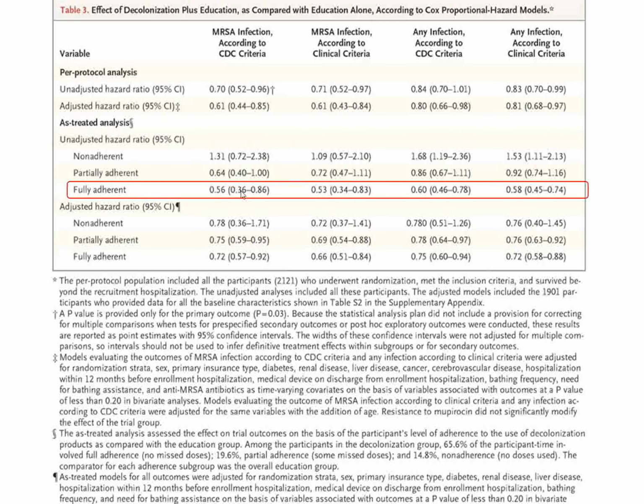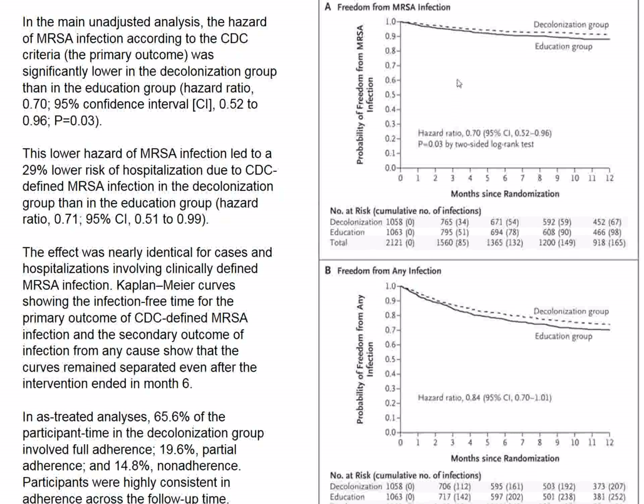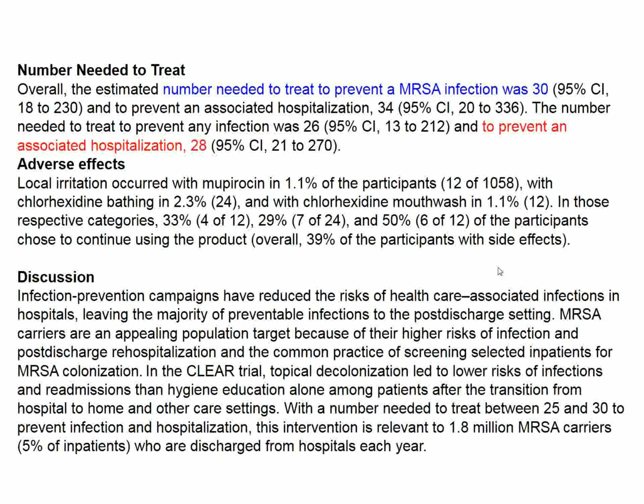And if we look at reduction of the relative risk, we can see a substantial reduction of the relative risk, irrespective of definition of MRSA infection in the intervention group compared to the education alone group. Although if we look at freedom from MRSA infection in terms of number needed to treat, and we'll calculate these numbers in a moment, the difference looks pretty darn modest for the amount of effort that was done here to do this study. So the number needed to treat to prevent an MRSA infection is 30.